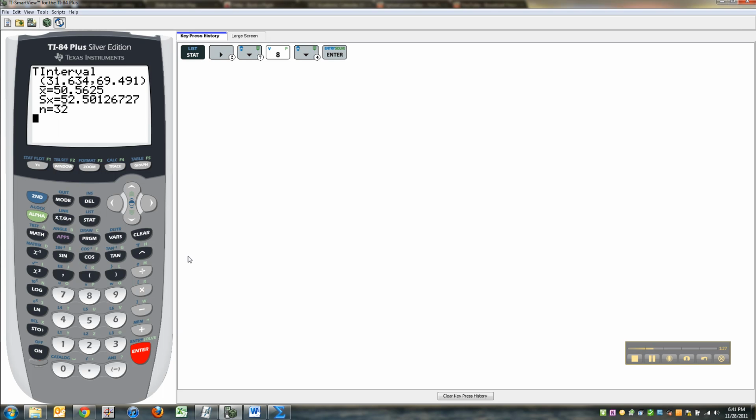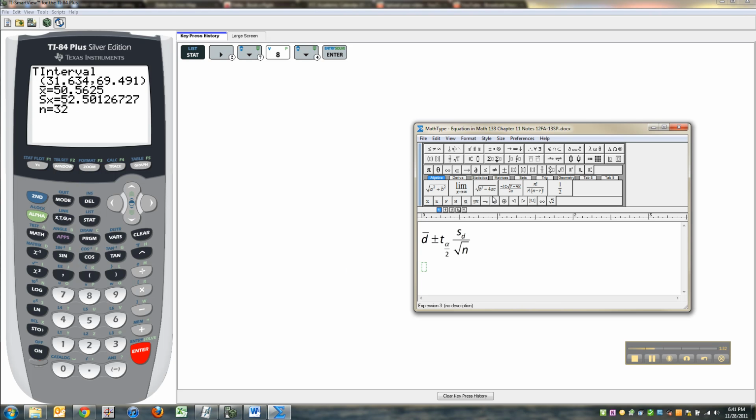And we wait. And there they are. And see, look, it's telling me my D bar. Let me bring this up. So D bar is 50.5625 plus or minus. The T thing I'll figure out in a second. And the SD is 52.501, and the square root of n is the square root of 32, right?